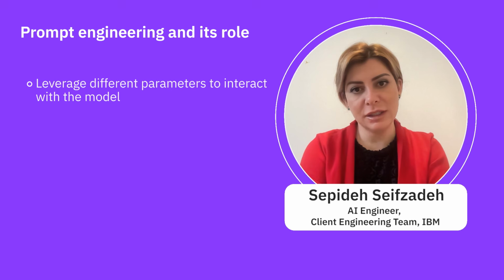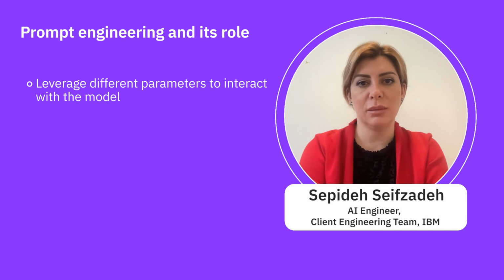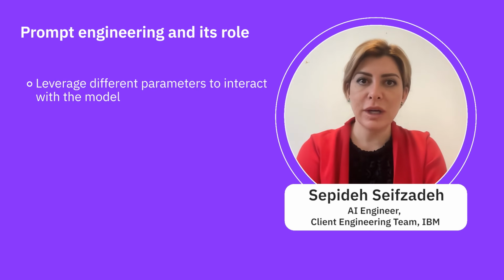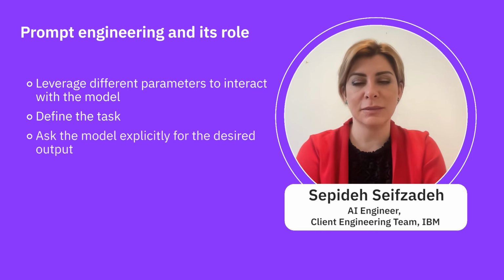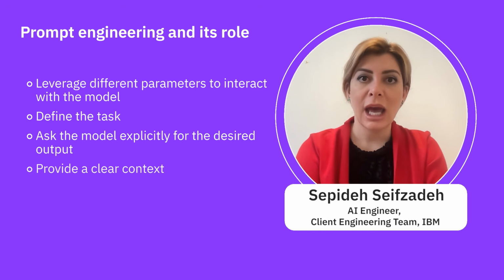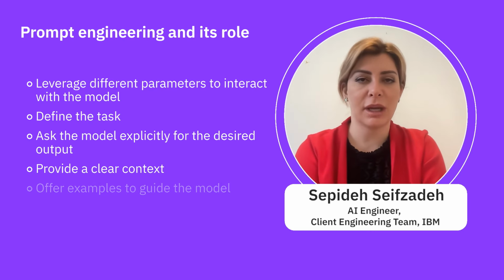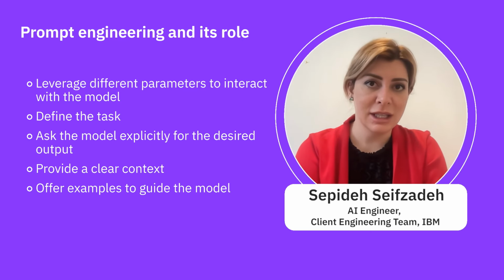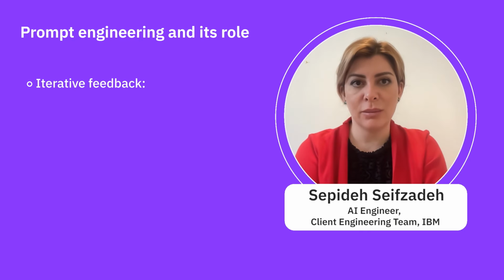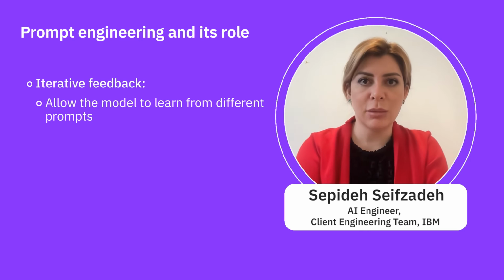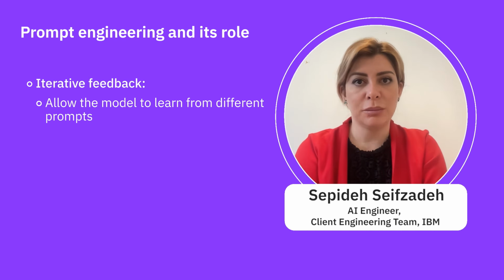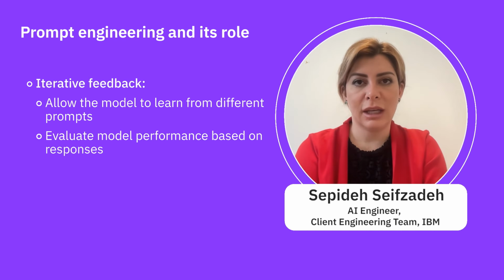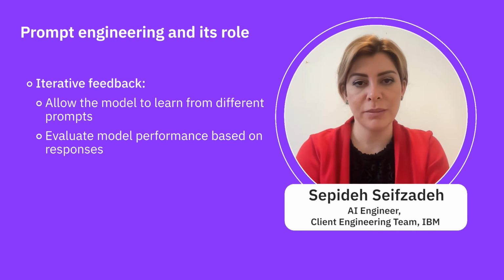For prompt engineering, there are many different parameters that we can use to interact with the model. So first, we should specify the task and explicitly ask the model what we are looking for and provide it some context. And sometimes we can provide it some examples, which is the concept of few-shot learning, so that the model can learn or see how we want the output to be. We can have some iterative feedback so that the model can learn based on the different prompts and fine-tuning. We can see which one is performing better and provides us with the response that we are looking for.